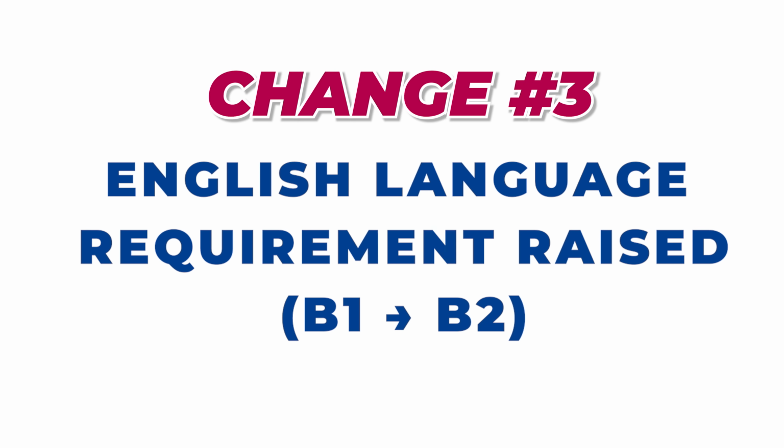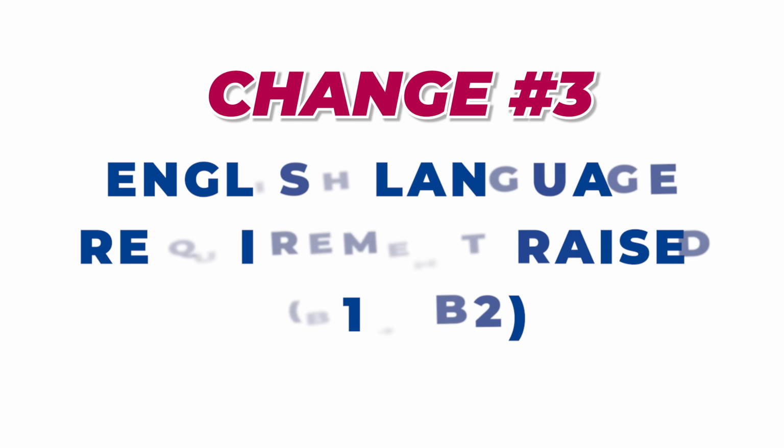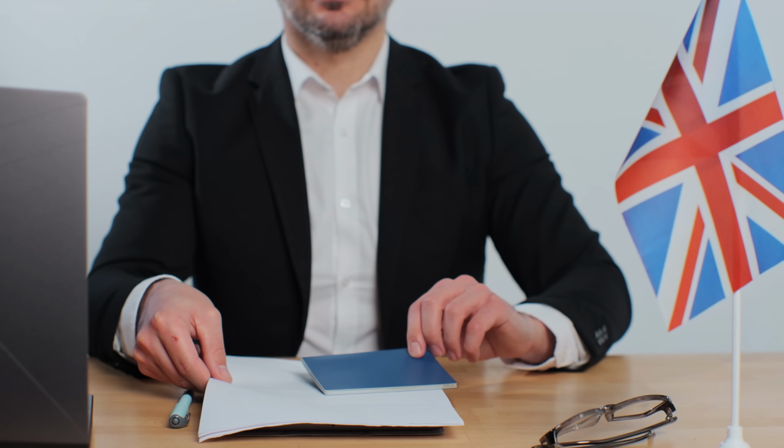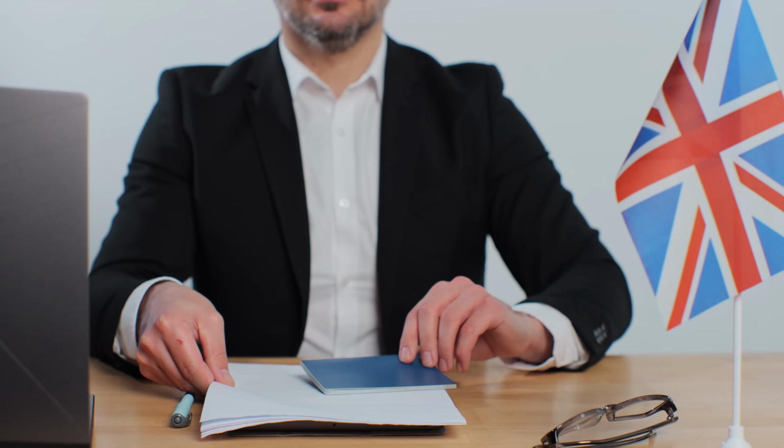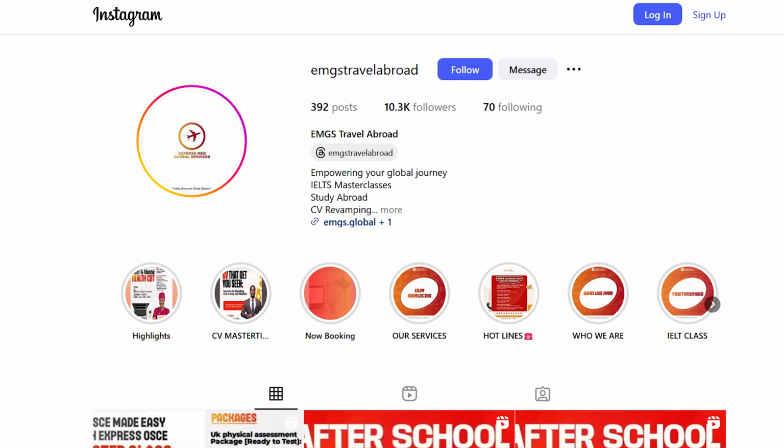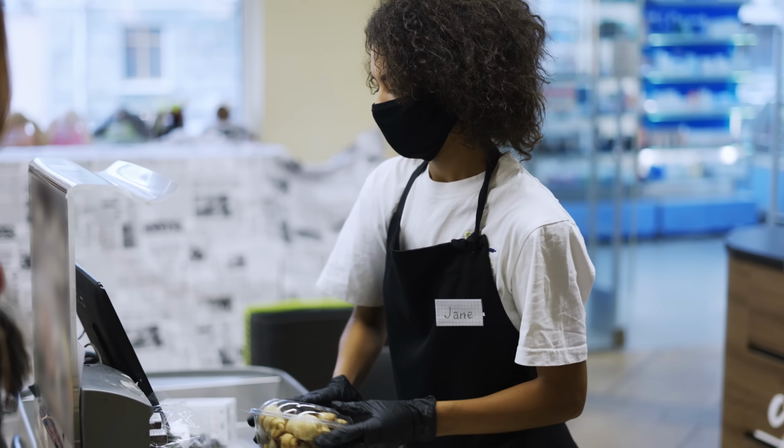Now, big change number 3 is the English language requirement raised. They've raised it from B1 to B2. At this point, let me say that if you need a UK visa and you have no idea what EMGS is, Express Med Global Service, then you're a joker. Because now that they have increased the English language requirement from B1 to B2, that means they have raised the scores that you need to be able to get a visa to come to the UK to work.